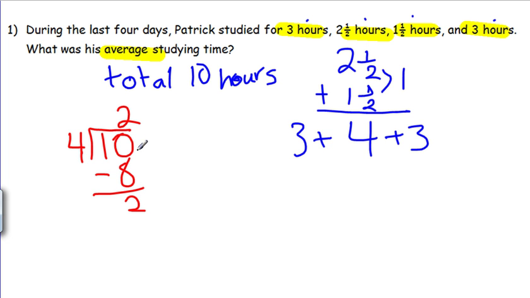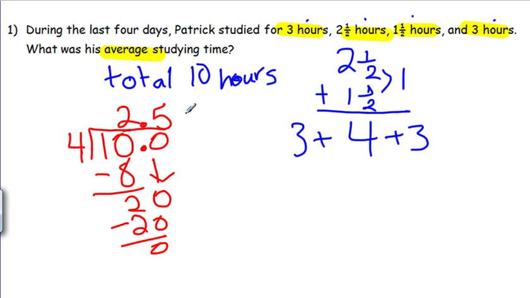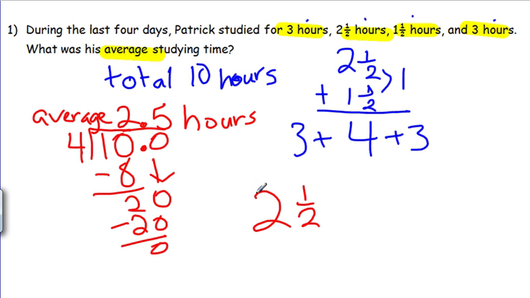Since we don't have any numbers, we add a decimal and a 0. 4 will go into 25 times, and that will finish up our dividing here. We are out of numbers. So 2.5, so that is his average. His average 2.5 hours. And now we could turn this back into a fraction if they were asking you for that. 2.5 would be the same as 2 1/2. Alright, so there's number 1.